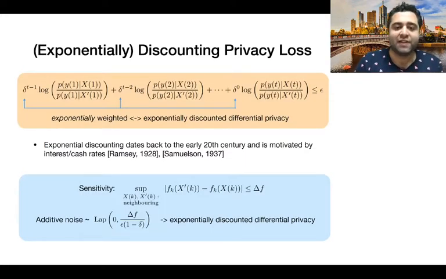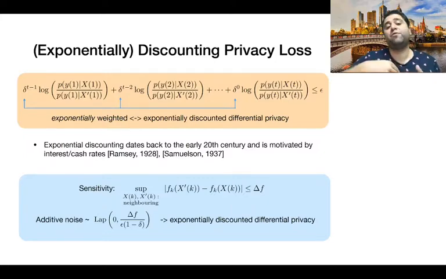Now, what is discounting privacy? So think about that big sum that we got, which was the definition of differential privacy expanded to all the losses being summed up, being bounded by epsilon, which was your overall privacy budget. Now, in exponential discounting, we essentially discount each privacy loss based on the time since the current report that we did.